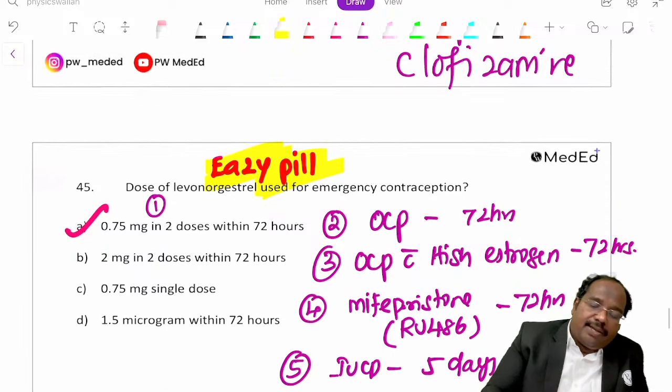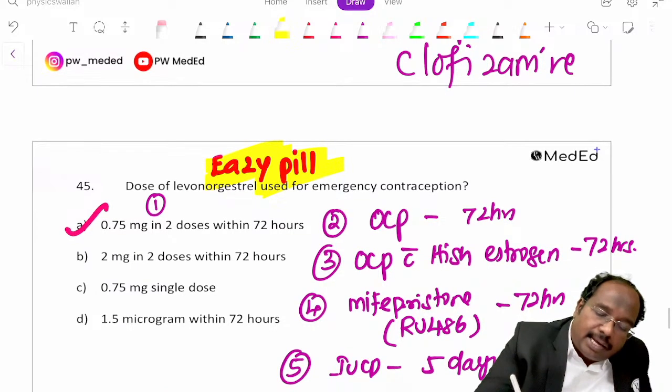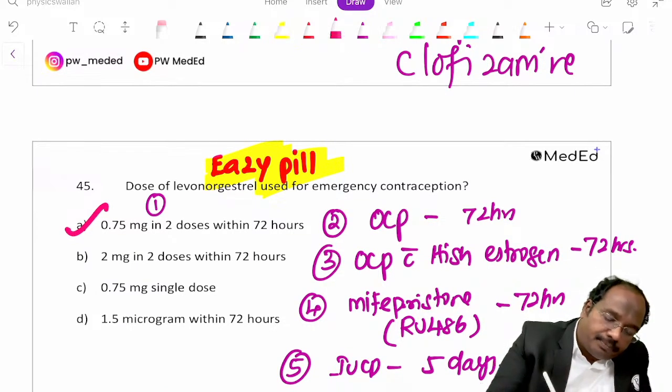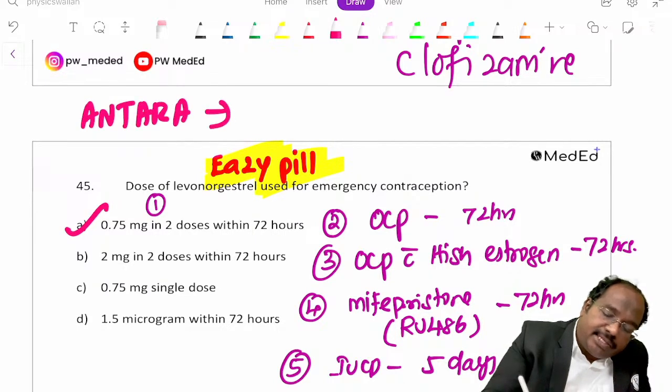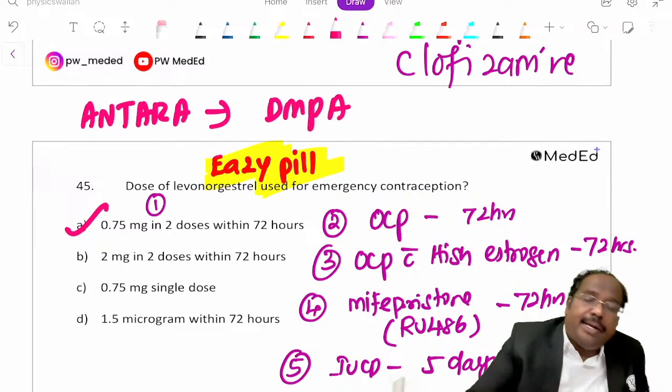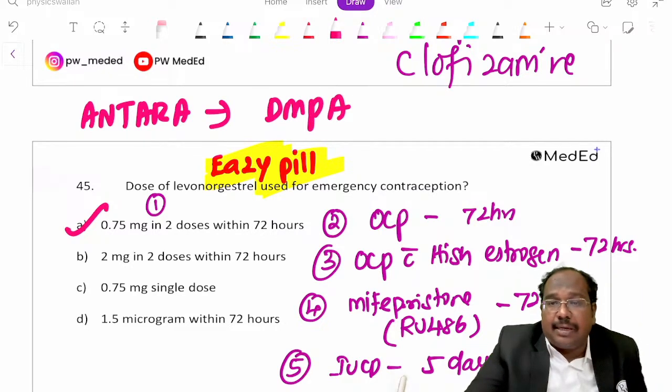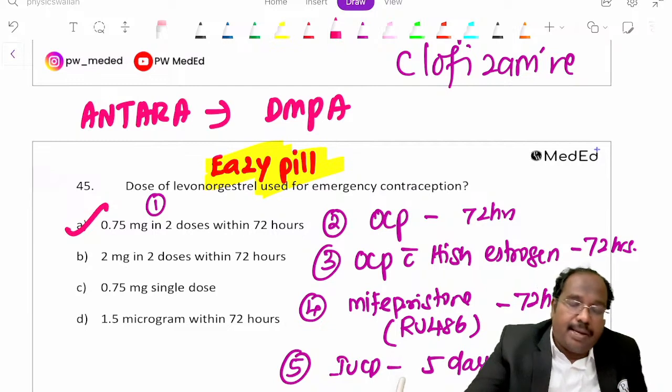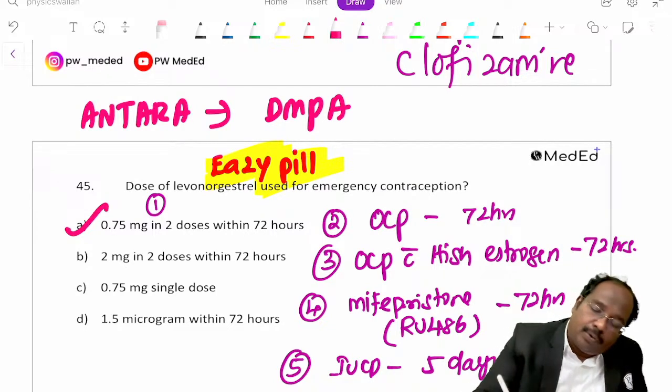Some other drugs we give in the program. What is this? Antara we give in the program. Antara injection is DMPA, depot medroxyprogesterone acetate. DMPA is given once every 3 months.